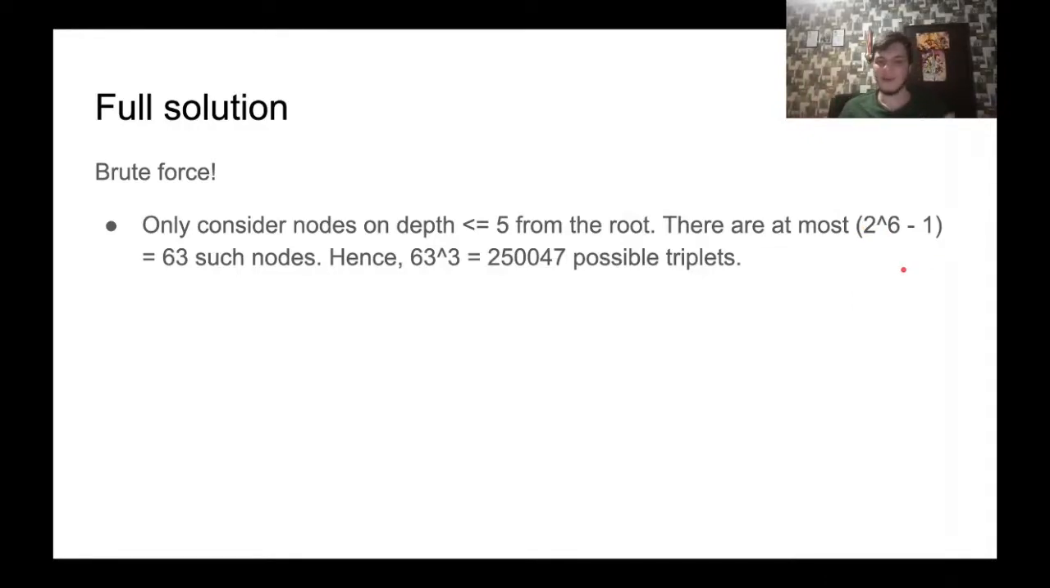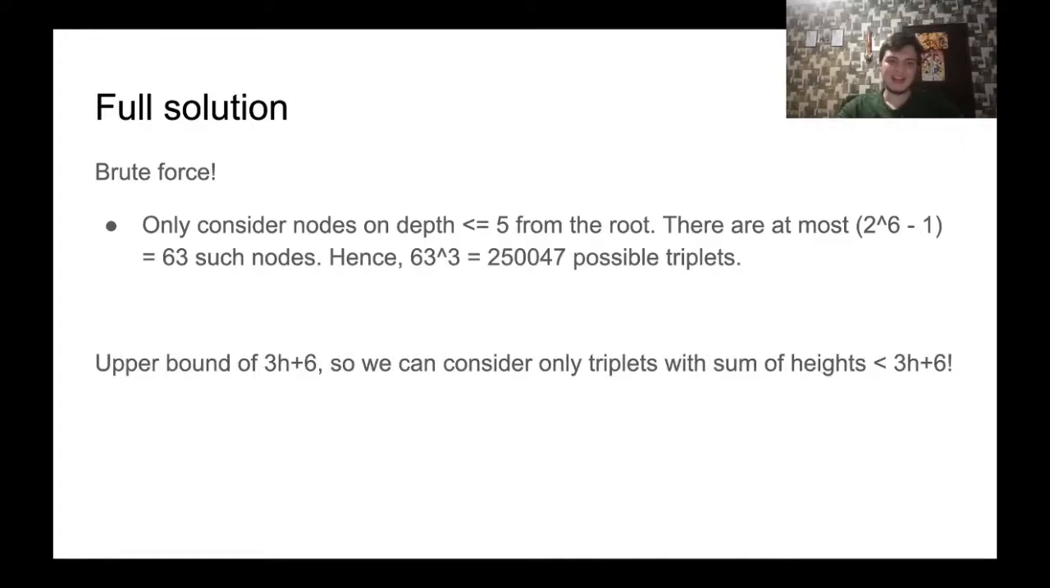But unfortunately, this still leads us to a quite slow solution, because we have quite a lot of triplets: we have 63 nodes and we need to choose 3 of them. This is actually 63 choose 3 and not 63 to the power of 3, but in big O notation they are kind of equal. Both of them yield quite a lot of triplets, so we need to optimize our brute force, because we can't go through all such triplets for every query.